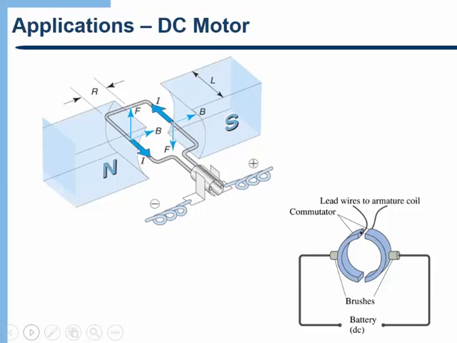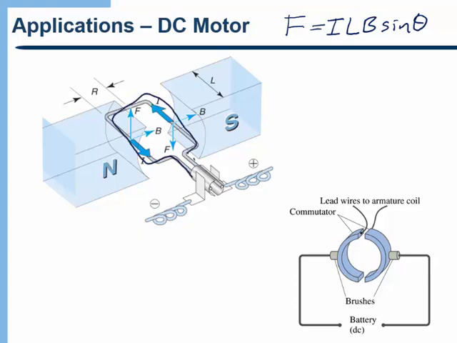Another example of a practical application of our formula that the force on a wire in a magnetic field is ILB sine theta is a DC motor. So DC motor means a motor that works when I connect it to a DC power source like a battery. And basically all a motor is a loop of wire that is placed inside a magnetic field. So you'll notice in this case we've got a magnetic field. Remember that magnetic fields go from north to south.